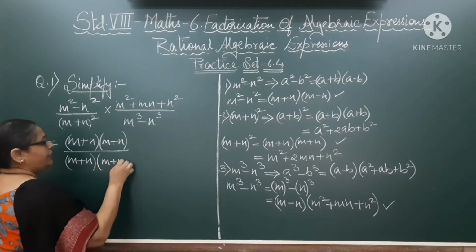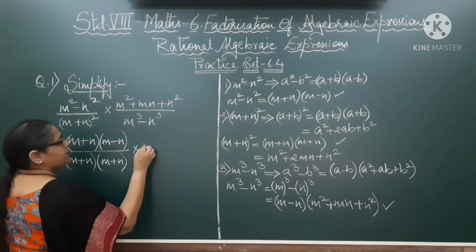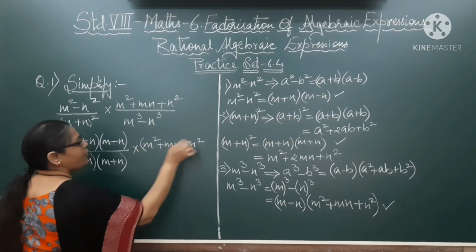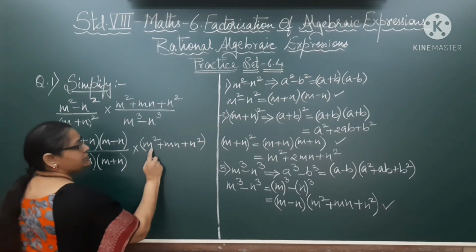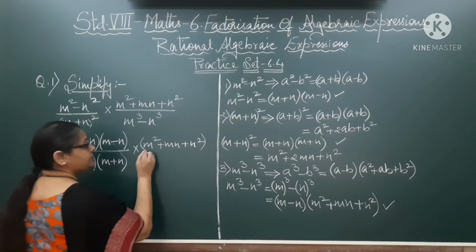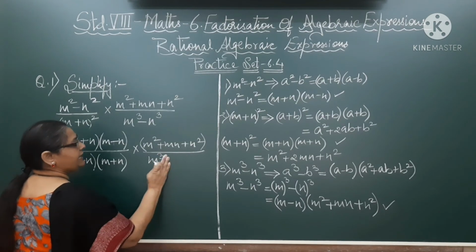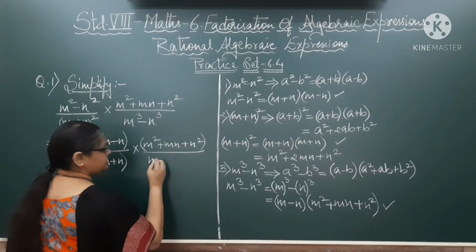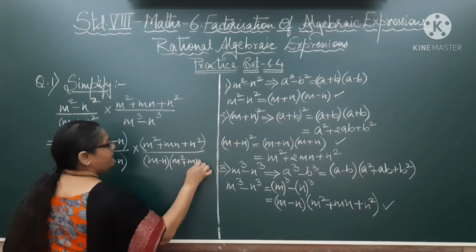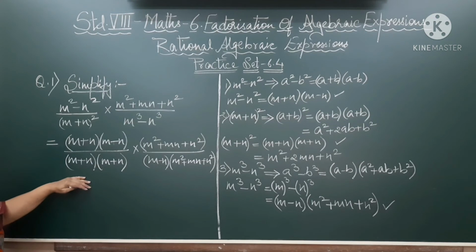Multiply by, write the whole expression as it is, m square plus mn plus n square. Remember, this is one single expression because we have a plus sign in the center, so it is a complete single expression, upon m cube minus n cube. I can write this using the factors, m minus n into m square plus mn plus n square, right? So here I have used the factors.